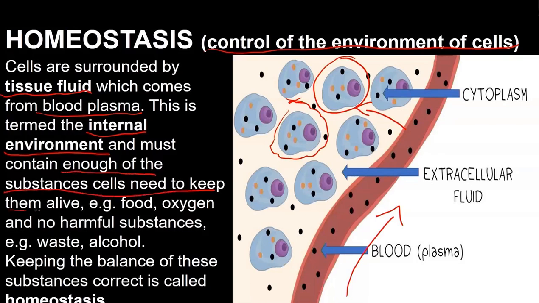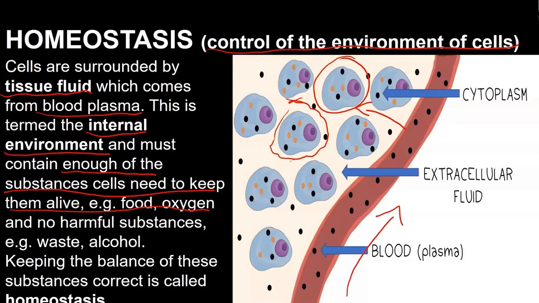Food, oxygen, etc. Because quite honestly, when a cell needs food, it can't wait until you eat your sandwich and your sandwich gets digested. It'll have died before then. So when your cells need food, there's got to be food right there that they can absorb immediately. So there's got to be food here around the cells. Another important point is there must be no harmful substances. For example, waste and alcohol, all of which can harm cells.